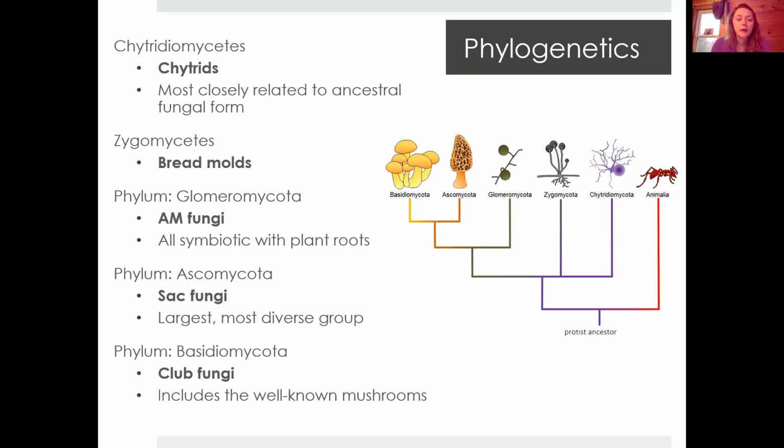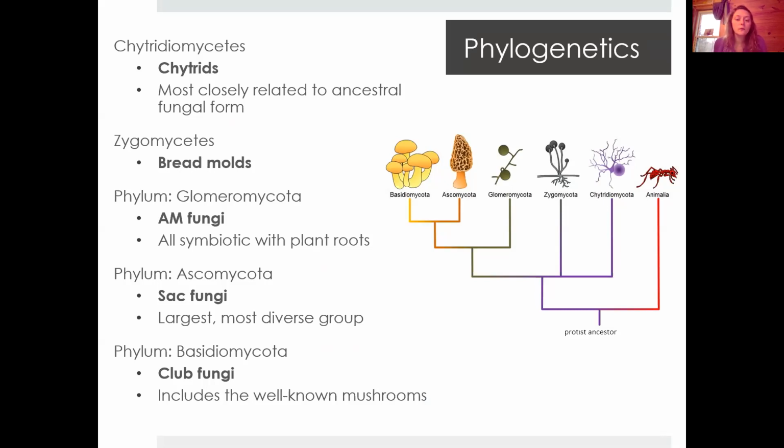Okay, so these phylogenetics: Chytridiomycetes, or chytrids for short, are the most ancestral fungal form. You'll probably have heard about these in the news, maybe about amphibians. We'll talk about them a little bit more closely. Zygomycetes are bread molds. Glomeromycota are mostly arbuscular mycorrhizal fungi. They're the fungi that have the association with plant roots. They all fall in that group.